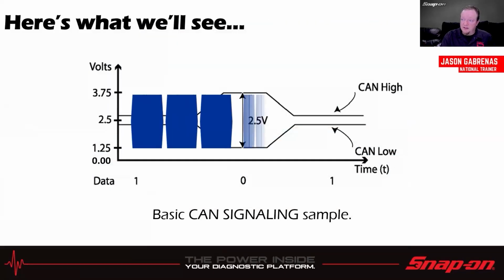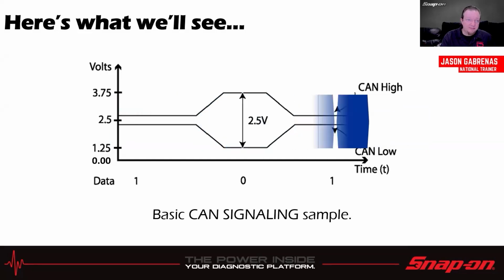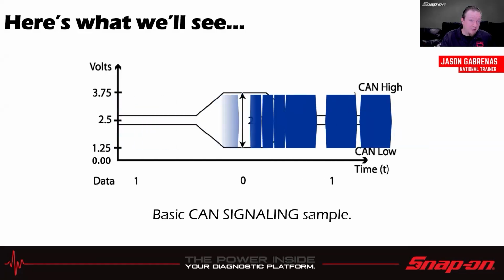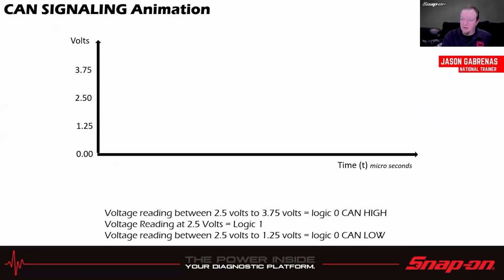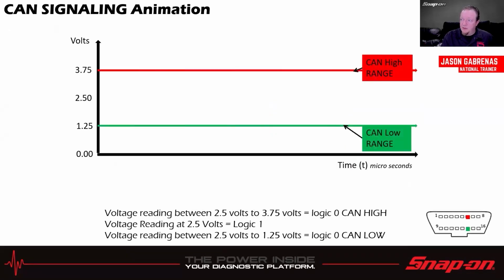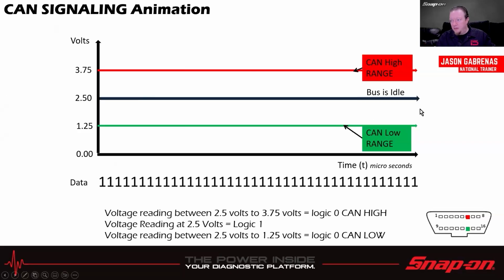And it's going to look something like this. Kind of. It's the best we could do with PowerPoint animation. But you'll see stuff going back and forth. You'll see the data going back and forth. So we have a high range and a low range. The high range is about 3.75 volts on the high side, and then 1.25 volts on the low side. And in between, when the bus is idle and not communicating anything, 2.5 volts should be on both lines.